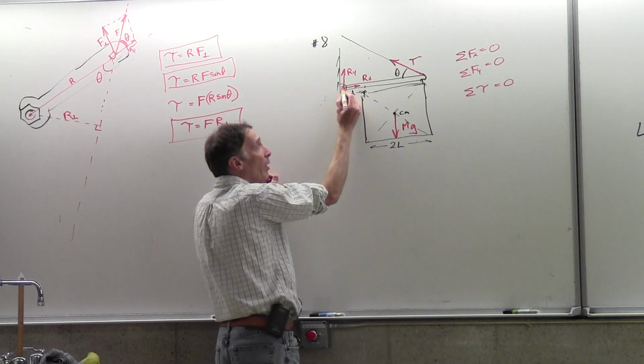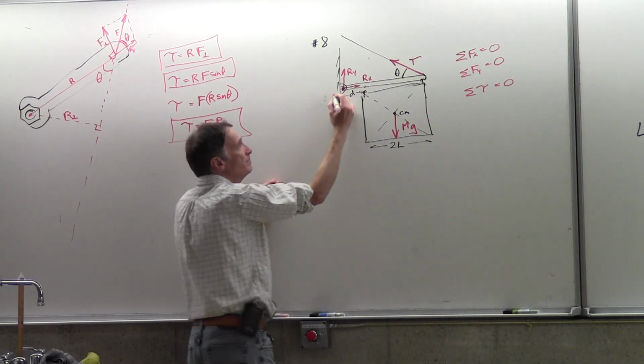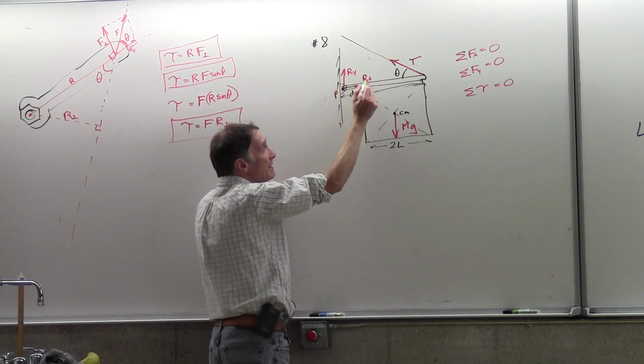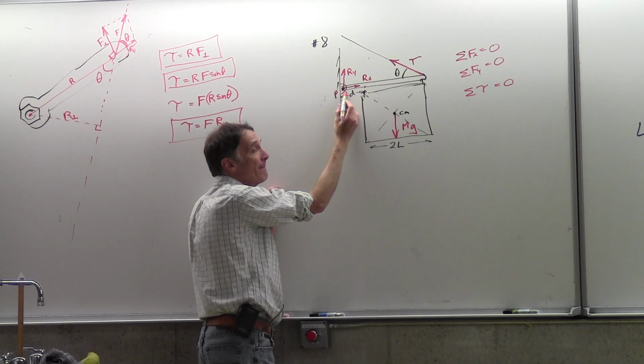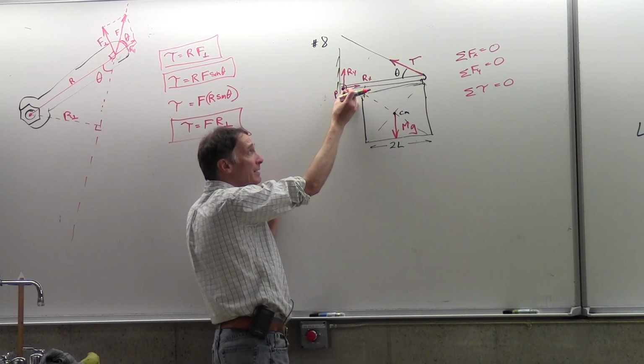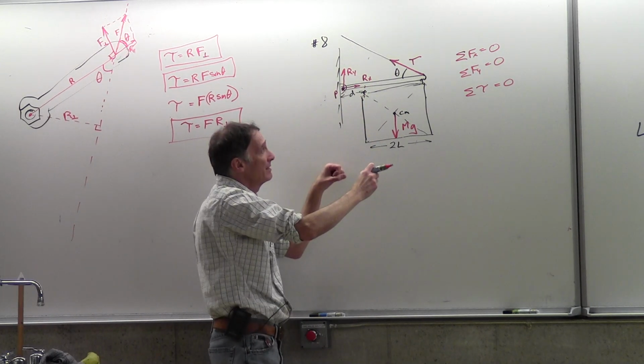Yeah, this pivot point. Why would that be good? We don't know what these are, but what are their moments, their lever arms? 0. Yeah, they're applied right to here. If you think of these forces applied, they're not going to do anything to twist this thing.